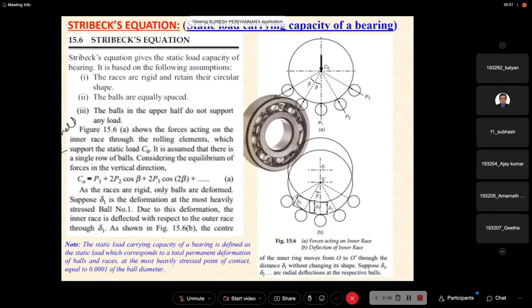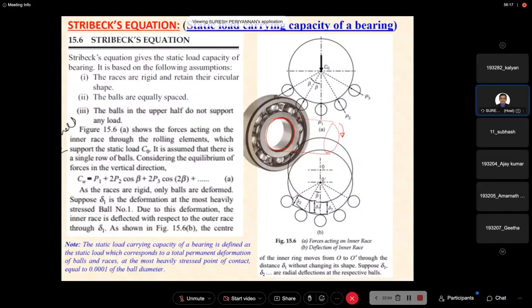Now the shaft is connected here. Obviously, when the shaft does not rotate, a static load will be present. That static load will develop permanent deformation of the balls and races.